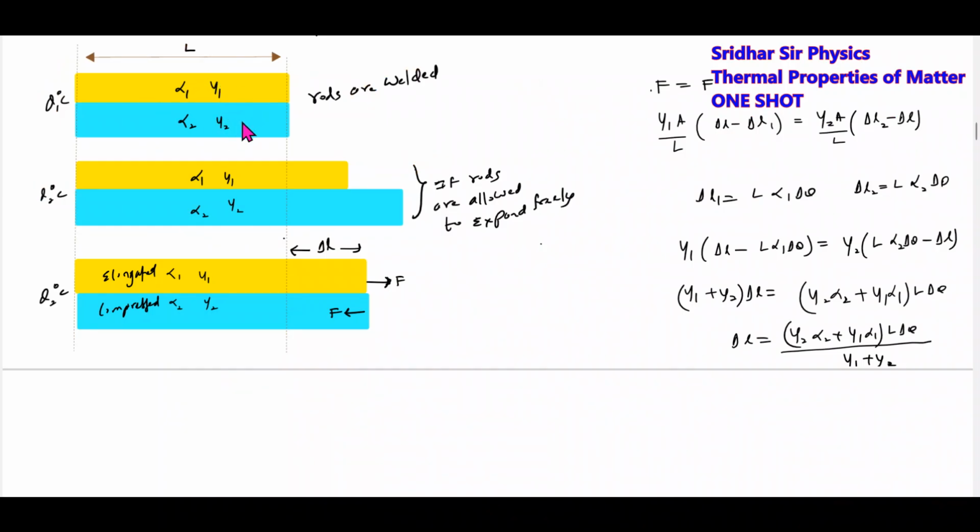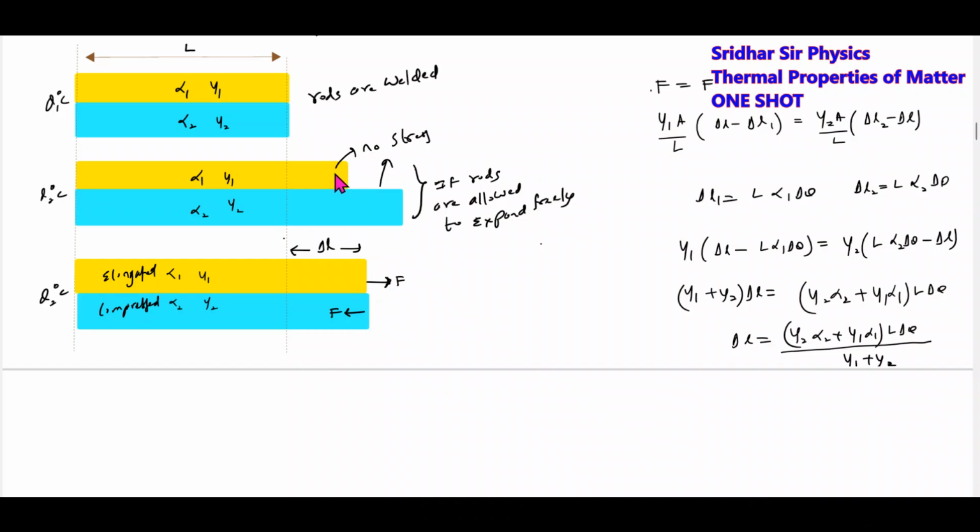If the two rods are welded and I increase the temperature, rod 1 will expand, rod 2 will expand. If they are not welded, rod 1 will be at its natural length with no stress, and here also no stress. So they are at natural length. But if they are welded, the blue color rod will expand more than the yellow color rod. And because of this, what will happen? The blue color rod will be compressed and the yellow color rod will be elongated. They'll attain one common length here.